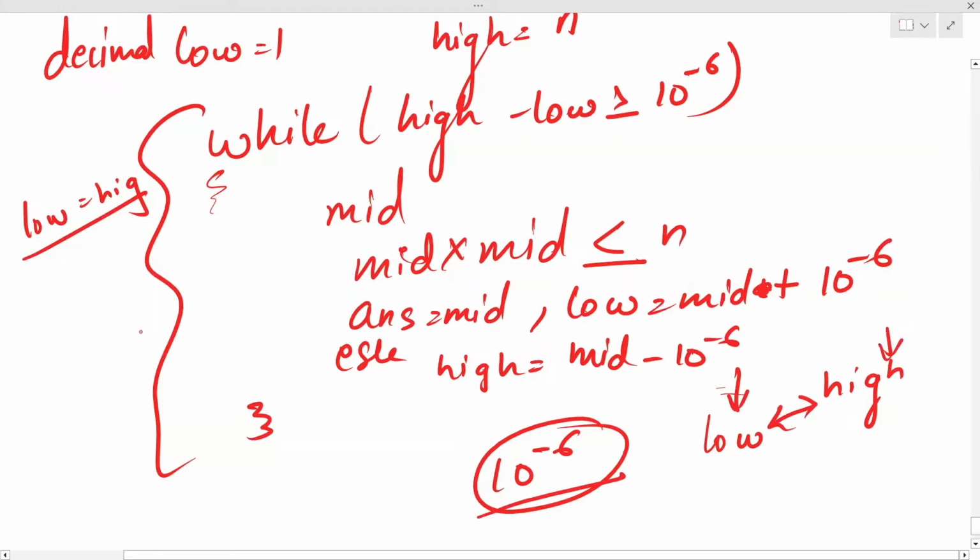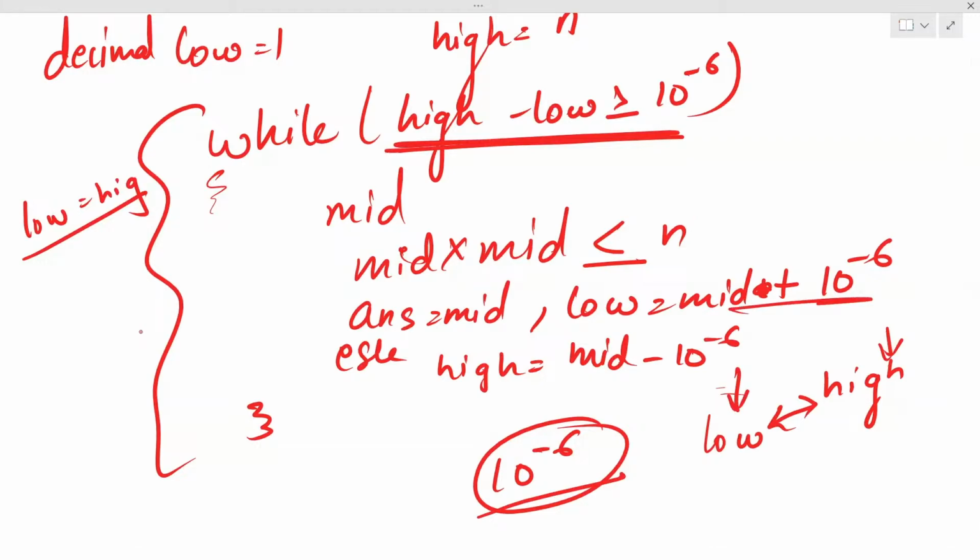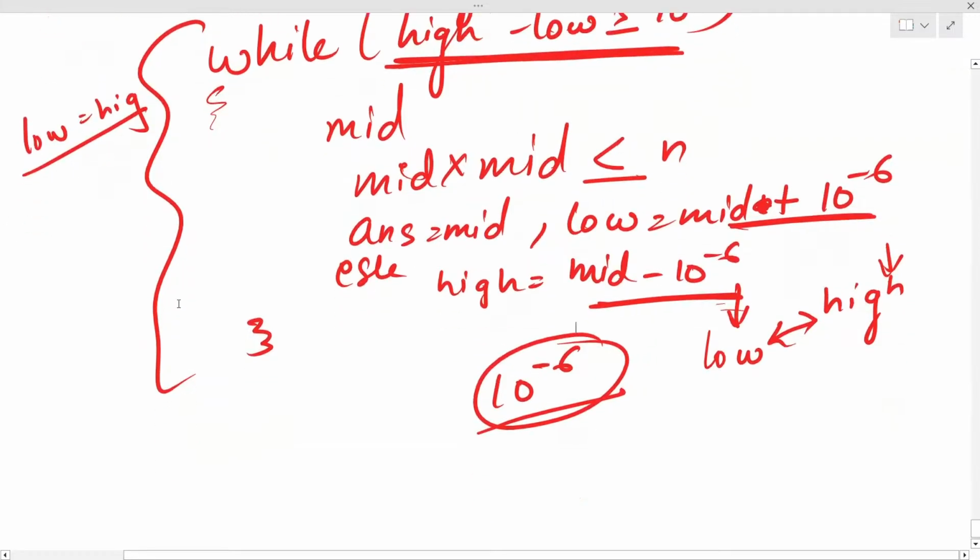Is it okay? Now, these are the changes in advanced binary search when you're working with decimals. This thing is different, this thing is different. Why are you adding mid plus 10 to the minus 6 to low, like low equal to mid plus 10 to the minus 6? See.